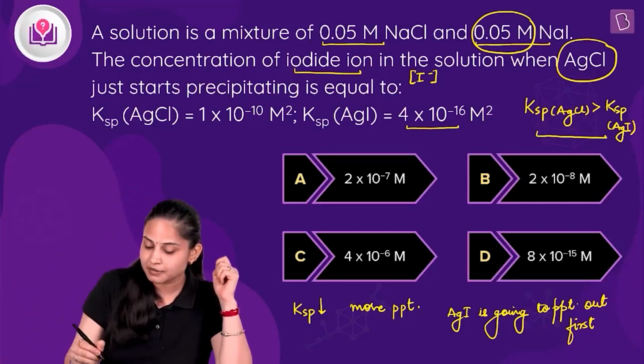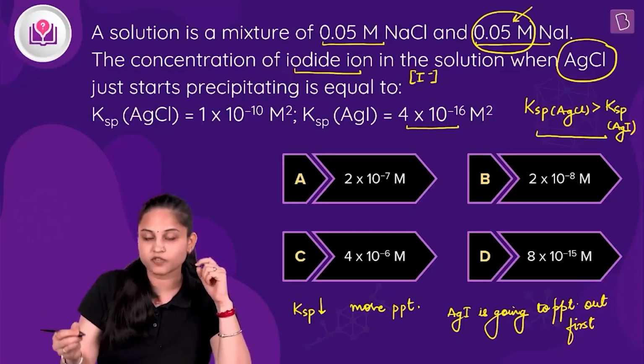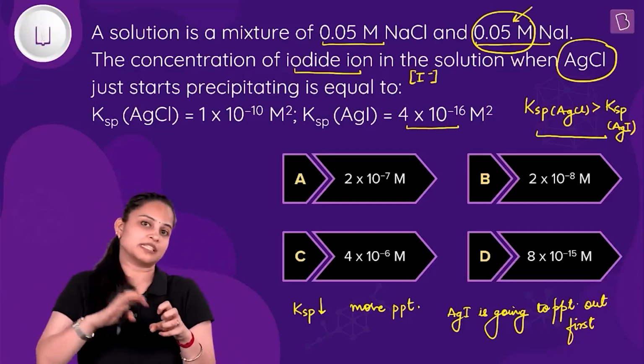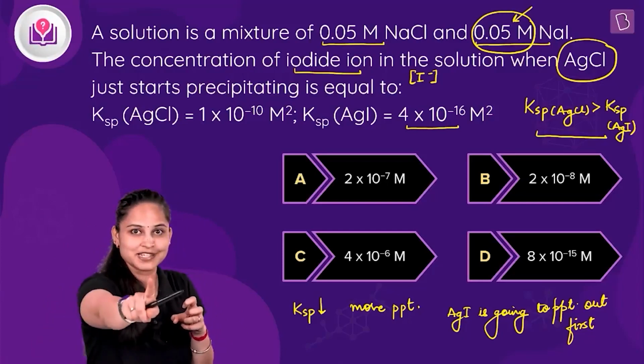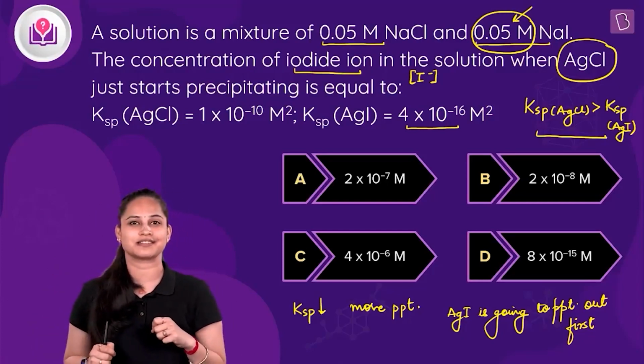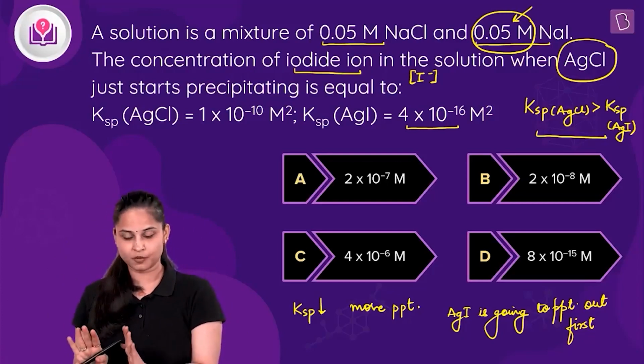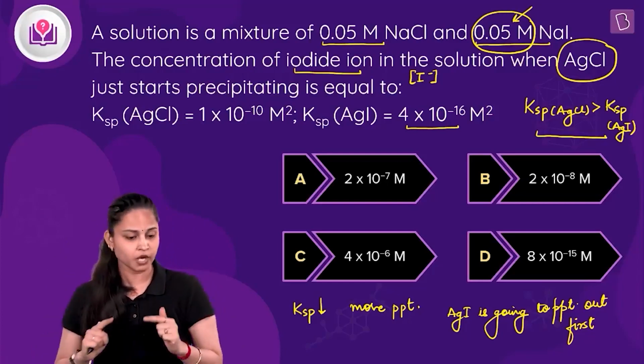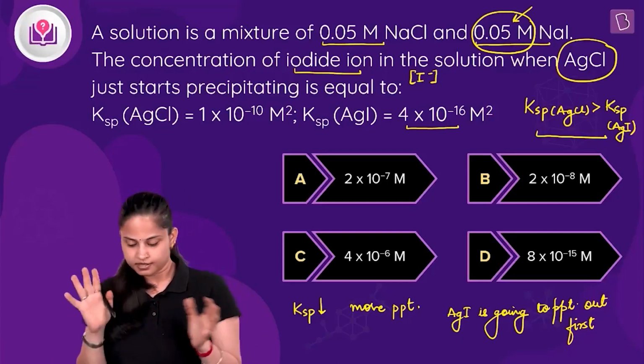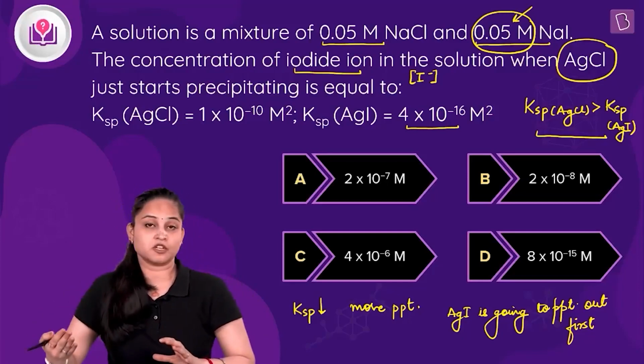Okay, that means some amount of this particular concentration of NaI is being consumed to precipitate as AgI. Is it or not? Yes, of course. This is what I want to make you understand. This particular point is clear. Now, AgI is going to precipitate out first.